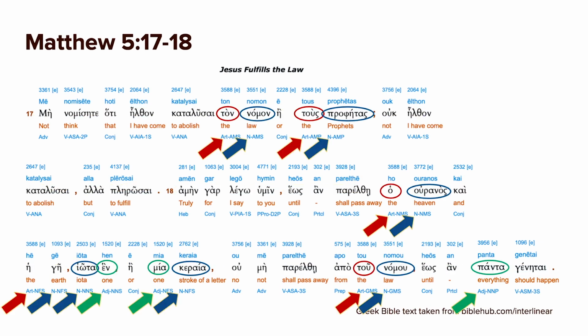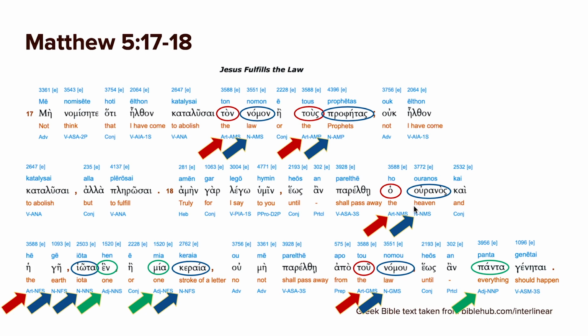All right, let's look at the nouns and the articles and the adjectives here. So the law. In this case, abolish is the verb, so the object is the law, which is why it's in the accusative masculine singular. Or the prophets. So this is basically talking about all the commandments, the law and the prophets. And the prophets is also accusative. In this case, it's plural. So the law is singular and prophets is plural. So you have tous prophetas.